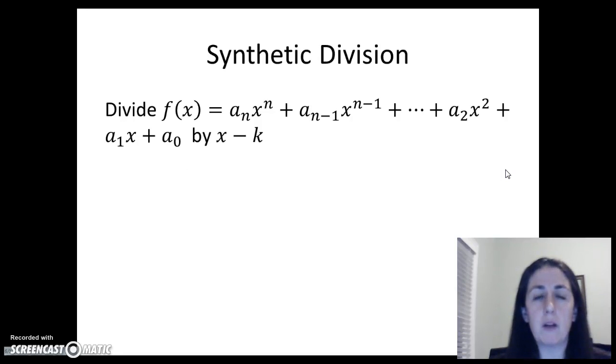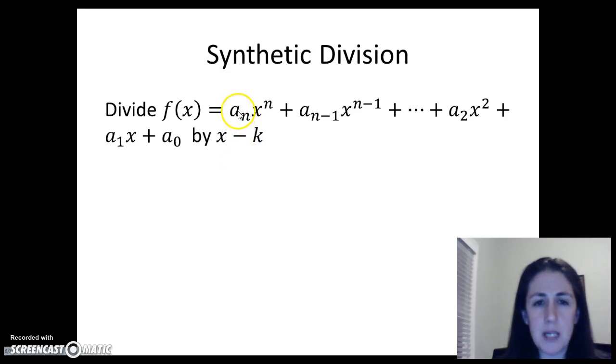Now we're going to talk about polynomial synthetic division. Synthetic division only works if you're taking a polynomial function and dividing it by x minus k, x minus a number. There cannot be a number in front of x. There can't be a power on x. It has to just be x plus or minus a number.